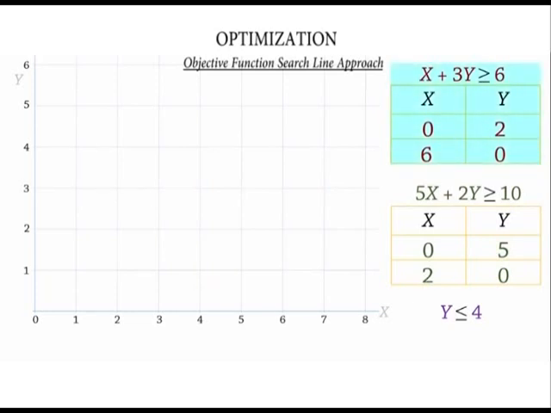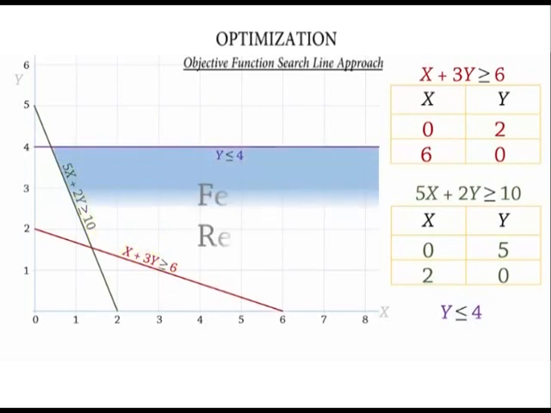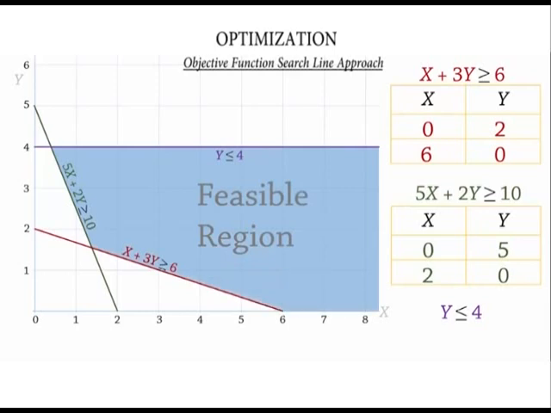For the first constraint, we have the points (0, 2) and (6, 0). We join the two and form a line. For the second constraint, we have points (0, 5) and (2, 0). We join them and form the line. For y is less or equal to 4, the line is simply at y is equal to 4. If you take the test point for each line and shade off the unwanted region, you will have this as the feasible region. Now, we know that the optimal solution for this region will occur at the extreme or corner positions. Let's label them A, B, and C.